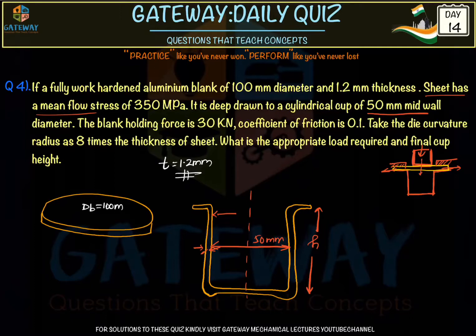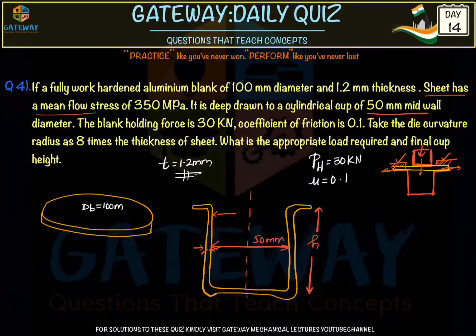And next, the blank holding force. I said that we'll be using holders here, and they need some force to hold the blank. That is nothing but the blank holding force, and generally that force is denoted by pH, and it is given in the question as 30 kilonewtons. And the coefficient of friction was given as 0.1.